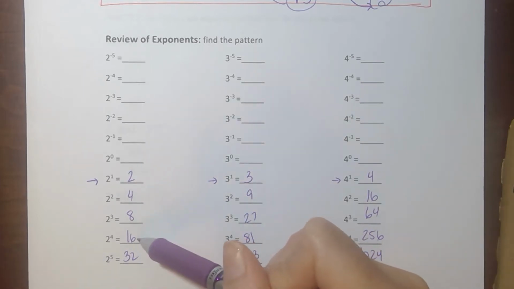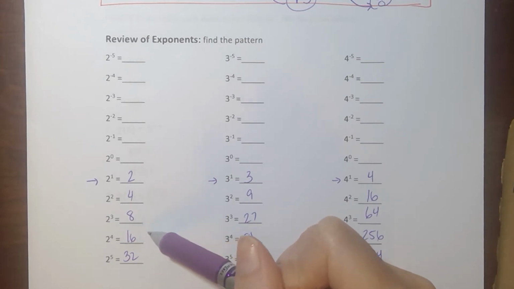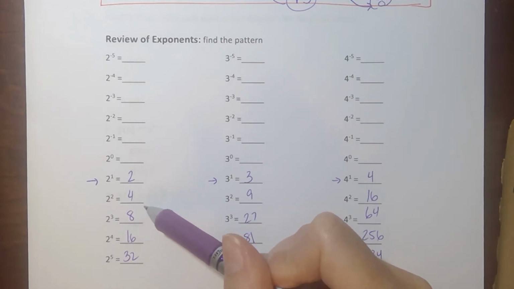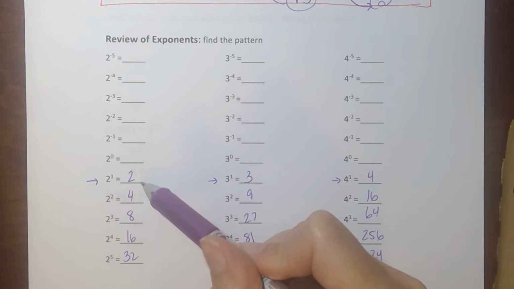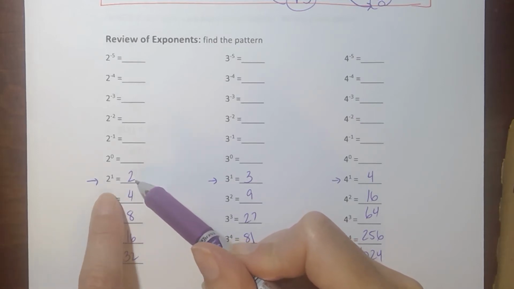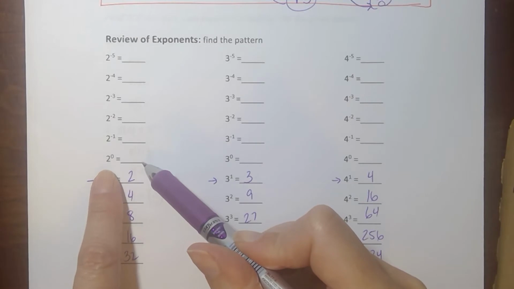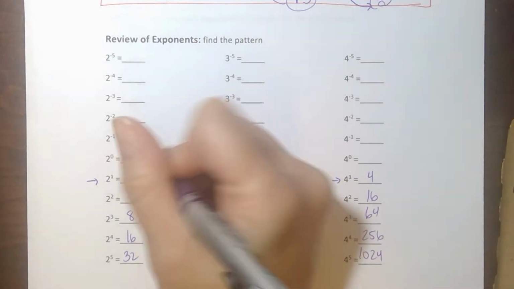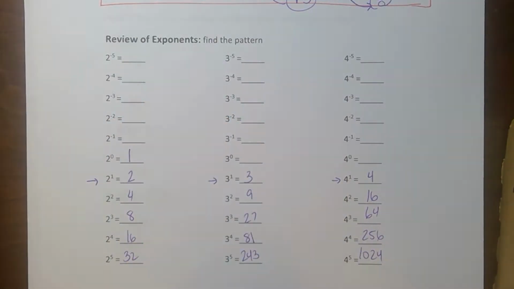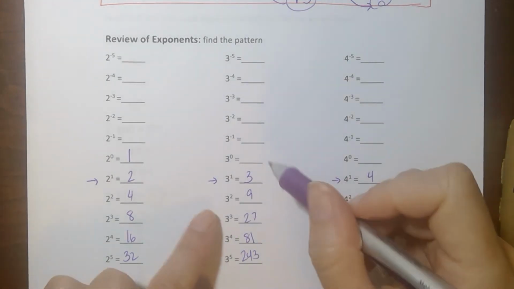So 32 divided by 2 is 16, divided by 2 is 8, divided by 2 is 4, divided by 2 is 2. If I follow that pattern, this one, 2 to the 0, is going to be 2 divided by 2. Well, 2 divided by 2 is 1. Let's look at base 3.